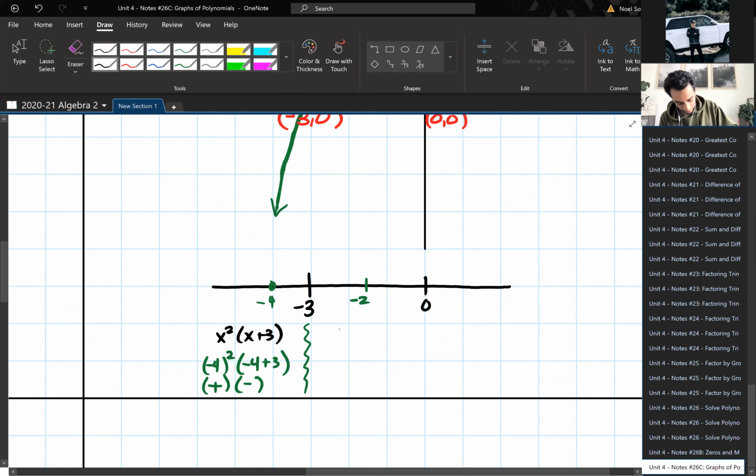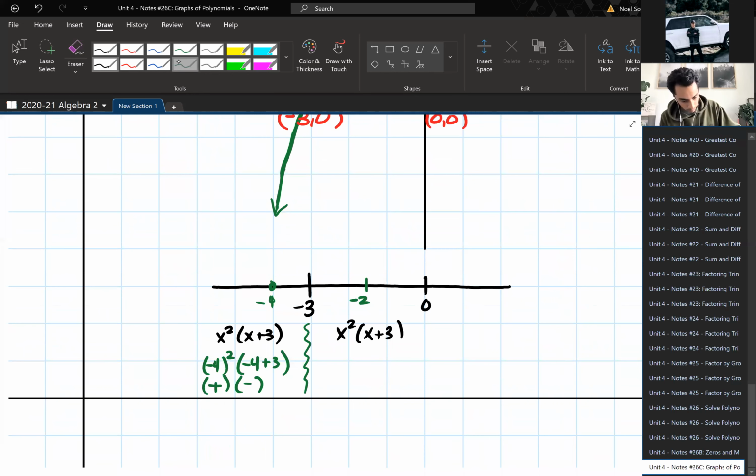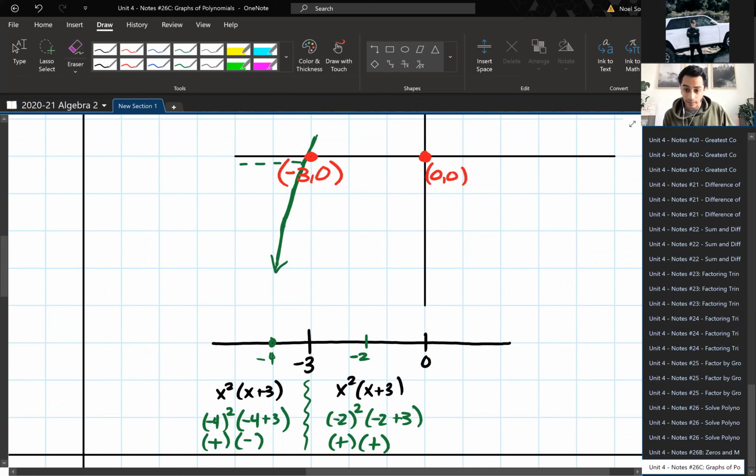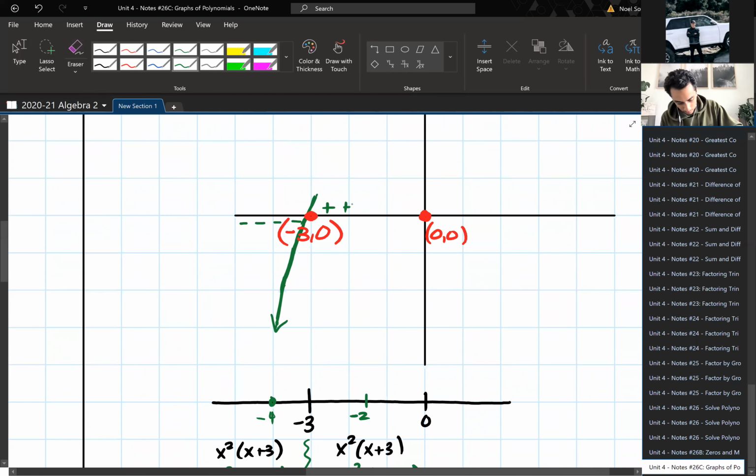So we test it into that same function, x squared times x plus 3. So we take -2 squared, -2 plus 3. Once again, I'm just testing for what is the sign going to be. So a negative squared, well, that becomes a positive. -2 plus 3, that's also a positive. So I get positive times positive, that's a positive. So I know that my curve will be above the x-axis in between this entire interval.